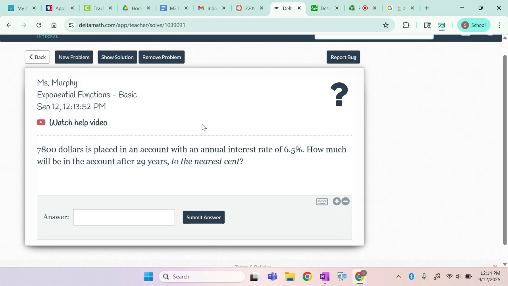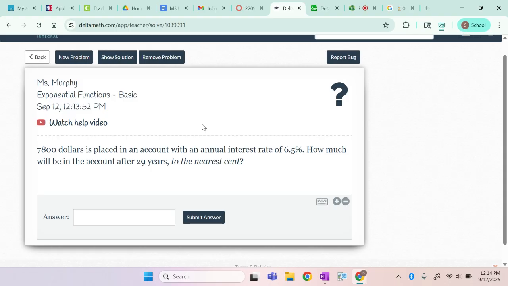Now, this problem will be another exponential growth or decay. So we're using either this formula again or this formula again, depending on the scenario. All right. So let's read the problem. $7,800 is placed in an account with an annual interest rate of 6.5%. How much will be in the account after 29 years to the nearest cent?